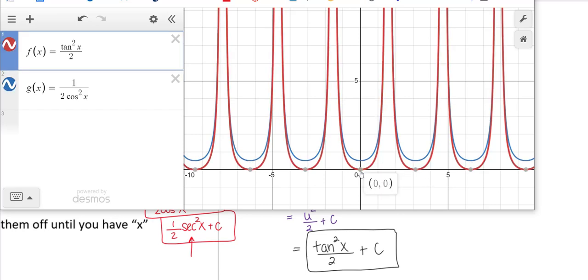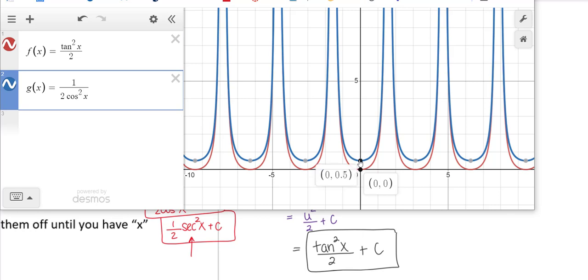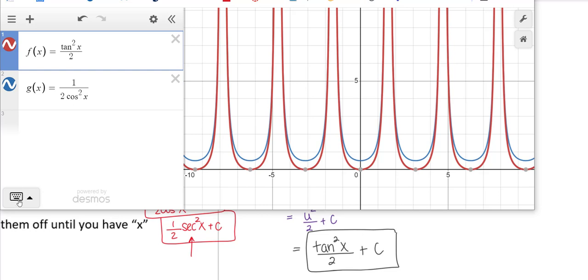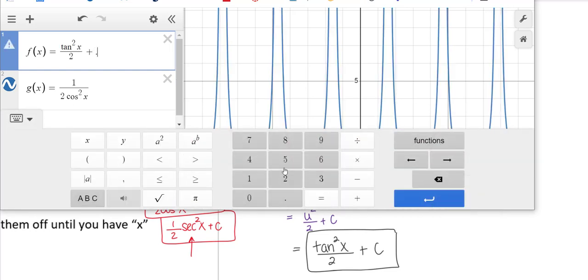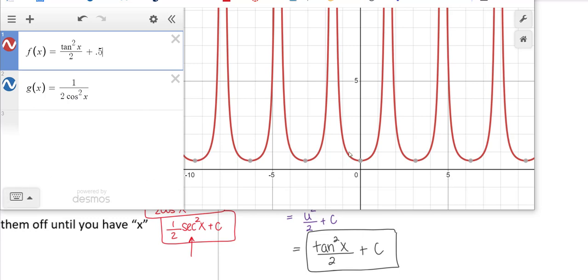So I would take this point right here, 0, 0. And so if I shift up maybe a half, so if I add plus 0.5, now I can see that these graphs, right, trace each other. If I turn on and off the red, you can see that the blue graph is exactly covering the red graph. In other words, my tangent squared x over 2 plus a half is exactly the same as my g of x function. So what that means is the c values are exactly a half difference, and that's okay.